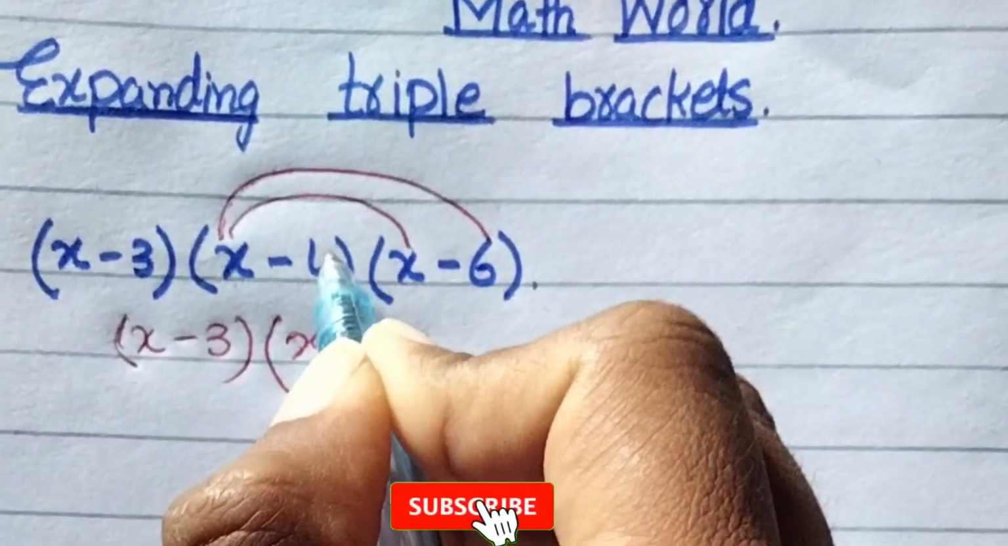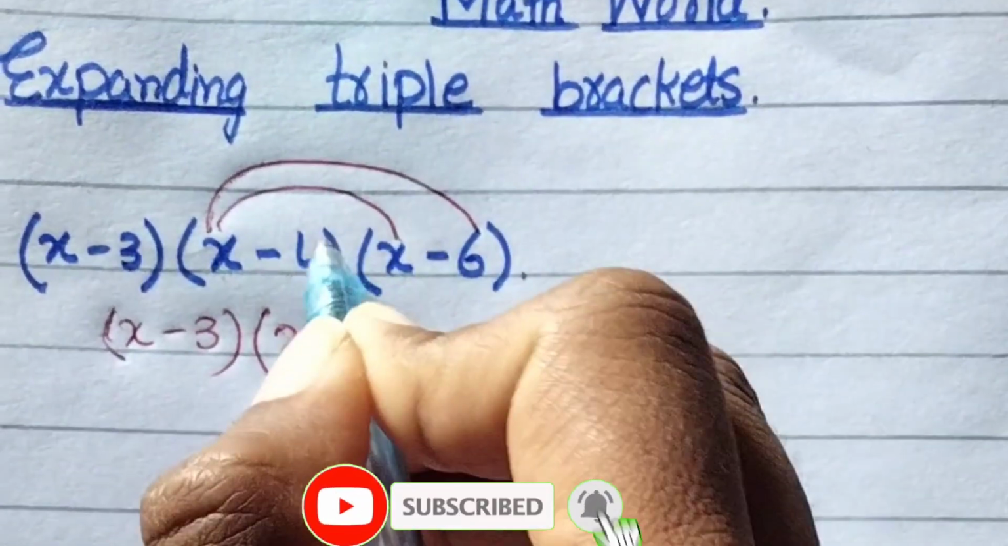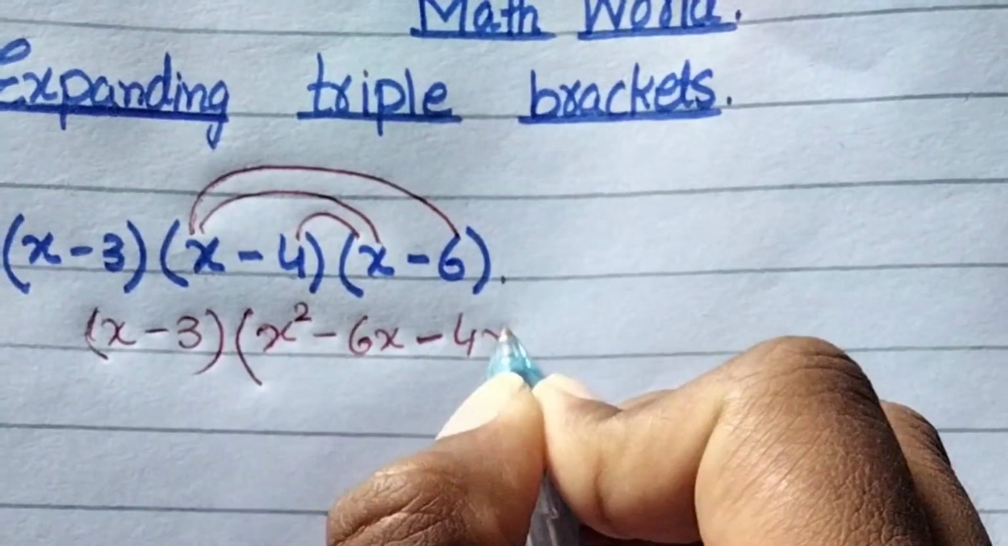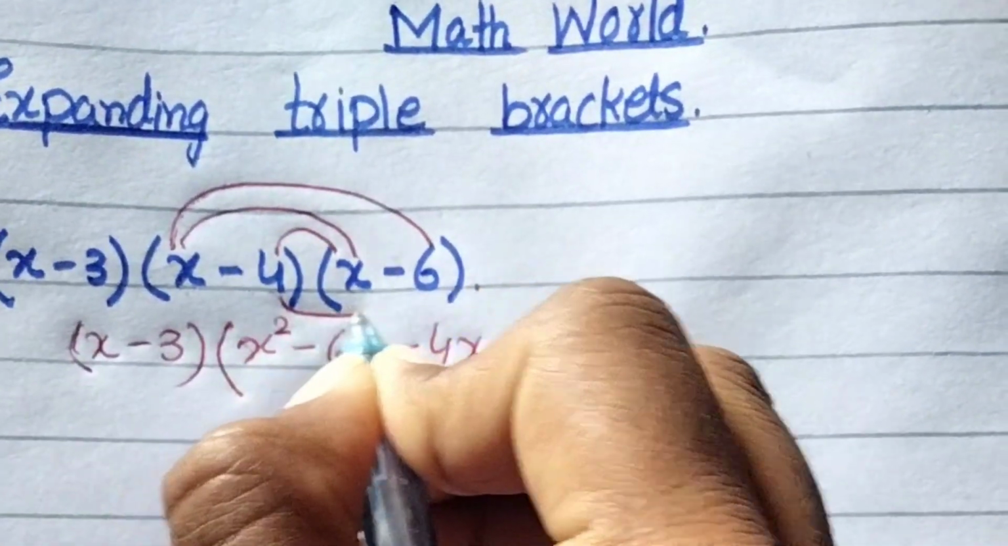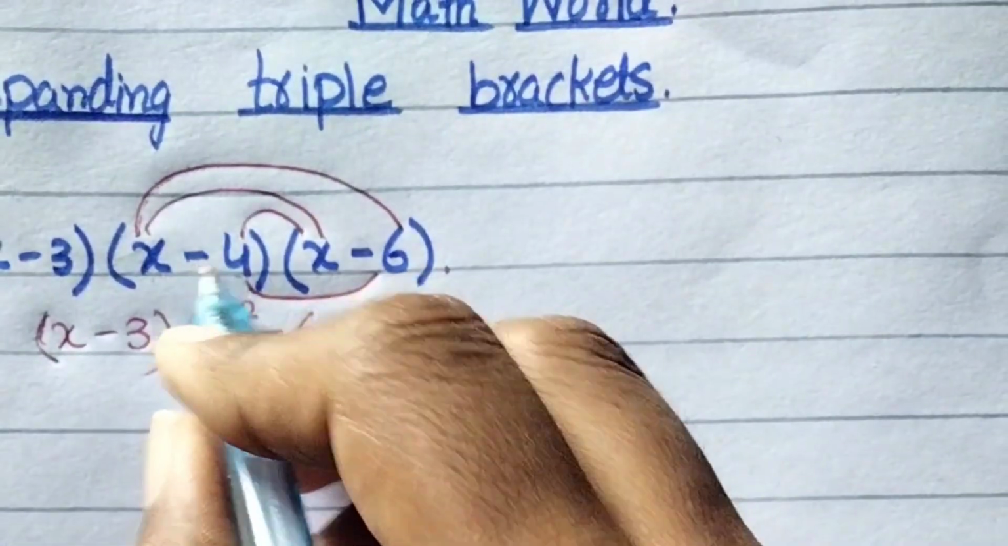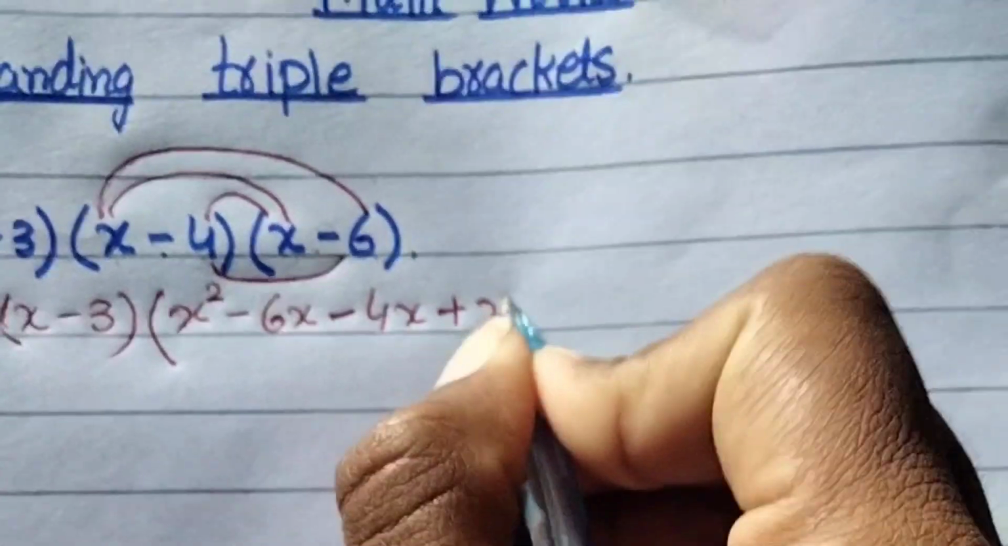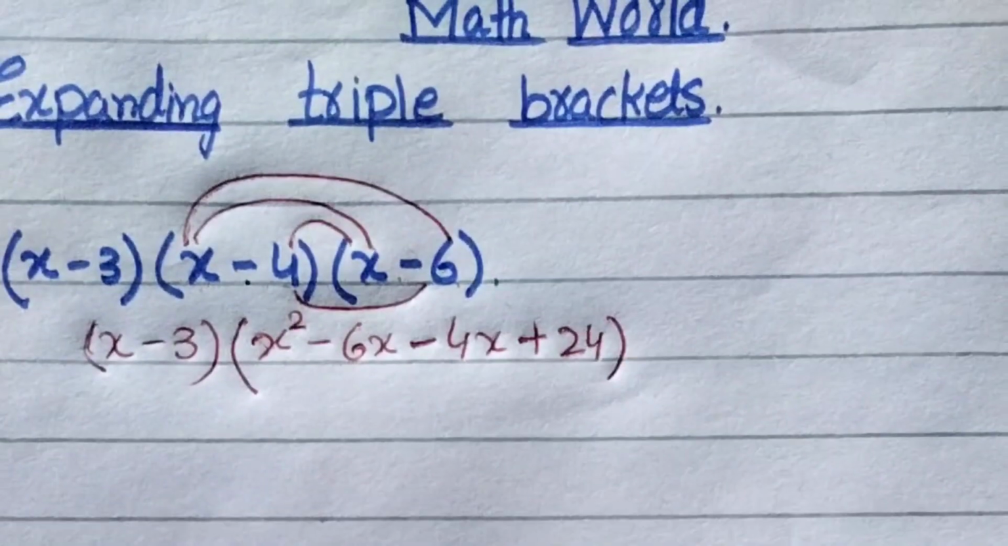In the next step, we will multiply -4 with both values. If I multiply -4 with x, that will be -4x. And if I multiply -4 with -6, negative times negative will be positive, and 6 times 4 will be 24. So this expression becomes x² - 6x - 4x + 24.